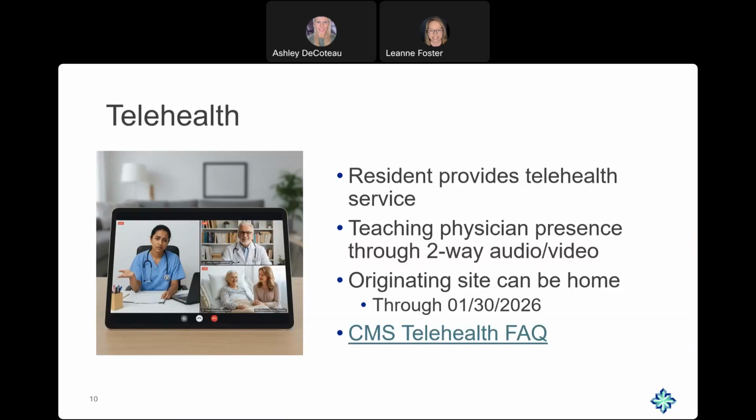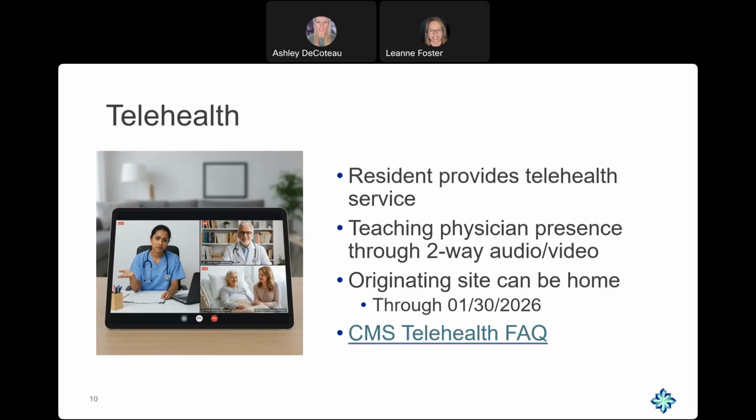The patient may receive telehealth services from their home only through January 30th of 2026. CMS has recently updated a telehealth FAQ, which addresses this. It does tell us that beginning January 31st, for non-behavioral health services, beneficiaries will need to be in a rural area, meaning outside of an MSA, and in a medical facility to receive telehealth.